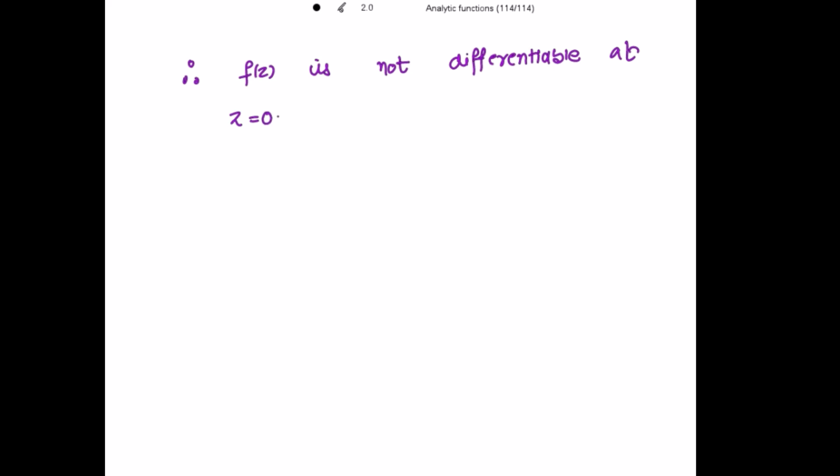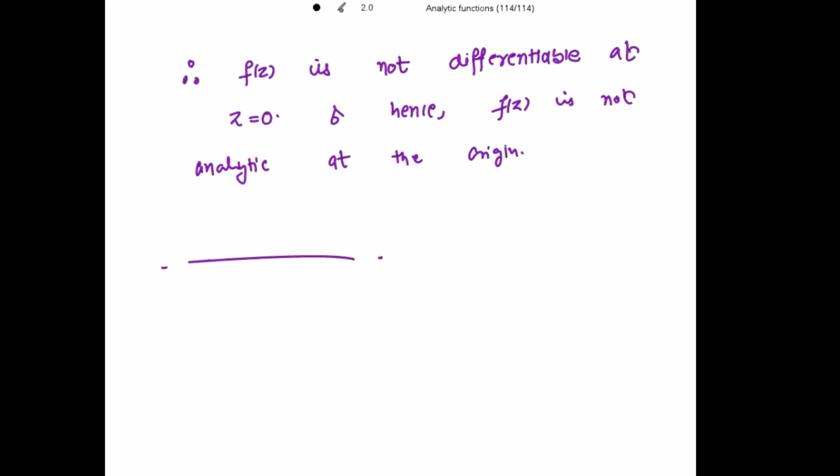At z equal to 0, and hence f(z) is not analytic at the origin. For analyticity, the function should be differentiable. So f(z) is not analytic at the origin, even if the Cauchy Riemann equations are satisfied at the origin. Hence the result. Okay, thank you.